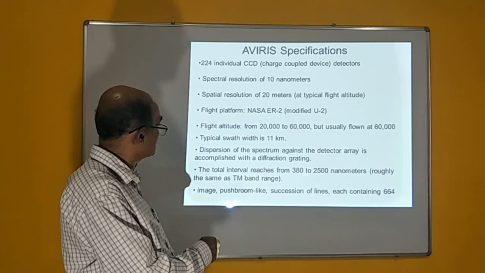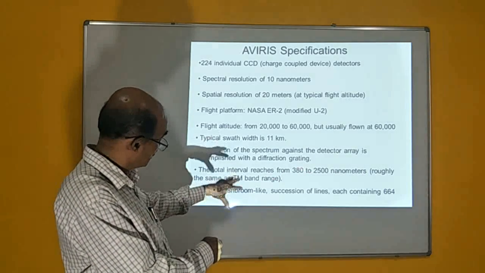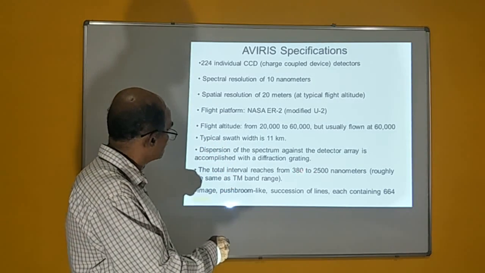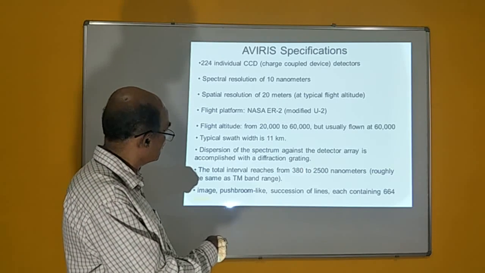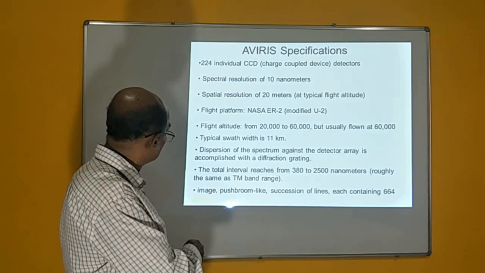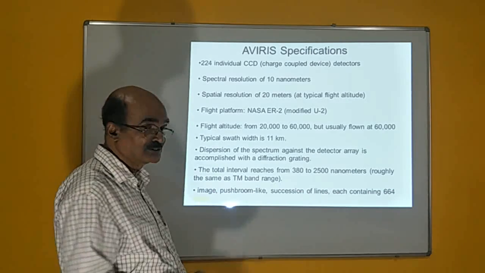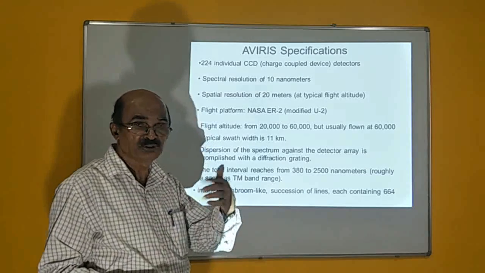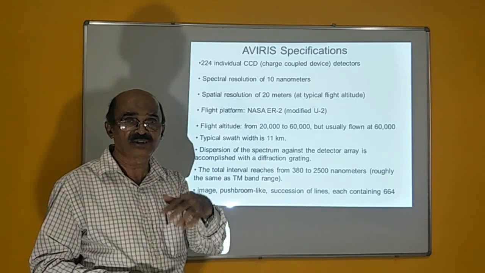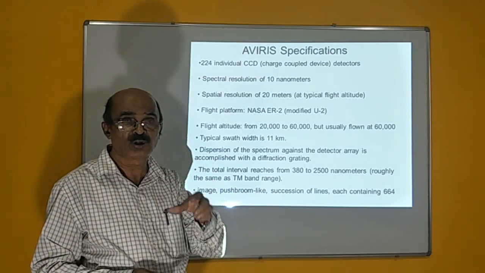So the total interval reaches from 380 to 2500 nanometer, roughly the same as the TM band range. 380 is part of the visible. See, visible starts from 400. This is the adjoining part, the UV part, 380 UV. 2500 is the short wave or mid-infrared portion of the spectrum, and it images the Earth surface with a push broom succession of lines, each containing 664 pixels. That means we have whisk broom scanners and push broom scanners. Whisk broom scanners are also called across track scanners. Along track scanners are also called push broom scanners.